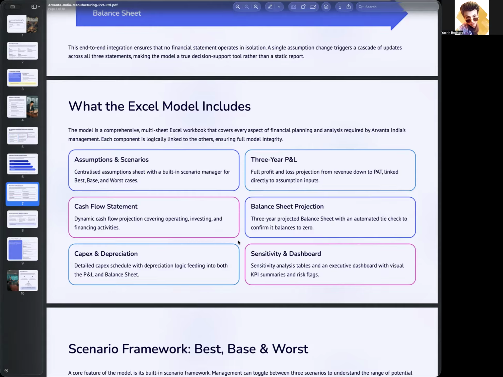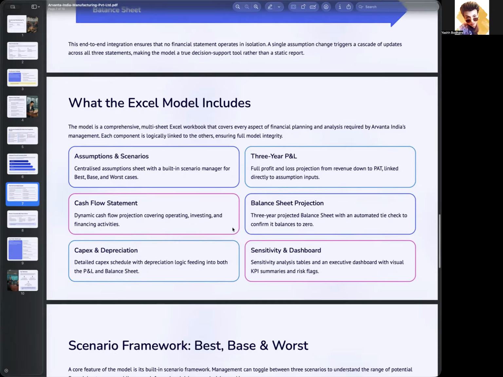The workbook also includes a detailed capital expenditure and depreciation schedule. This schedule ensures that new capital expenditure is added to fixed assets and that the related depreciation is reflected in both the P&L and balance sheet. Finally, the model includes sensitivity analysis and an executive dashboard. These areas help management quickly understand key trends, compare financial outcomes, and identify potential risk areas.